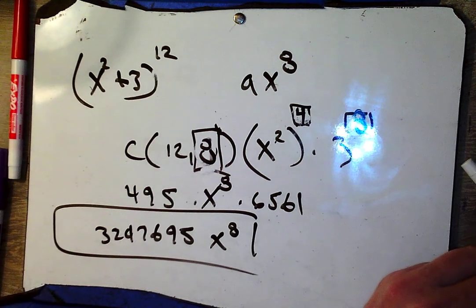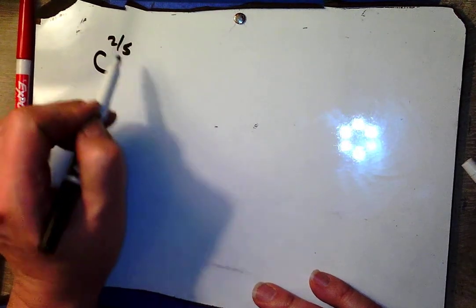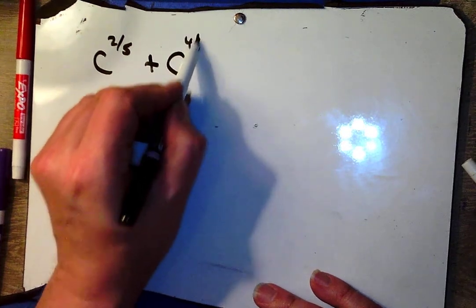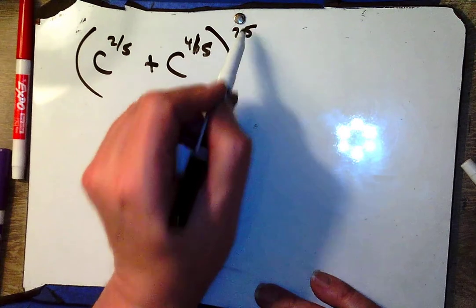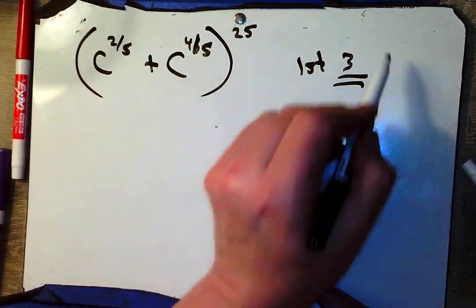But one last thing I want to do, yeah, maybe 2. So, how about, you're going to love this part. All right, maybe not at all, but we're going to do it anyway. C to the 2/5 plus C to the 4/5, raised to the 25th power. I would like the first 3 terms.